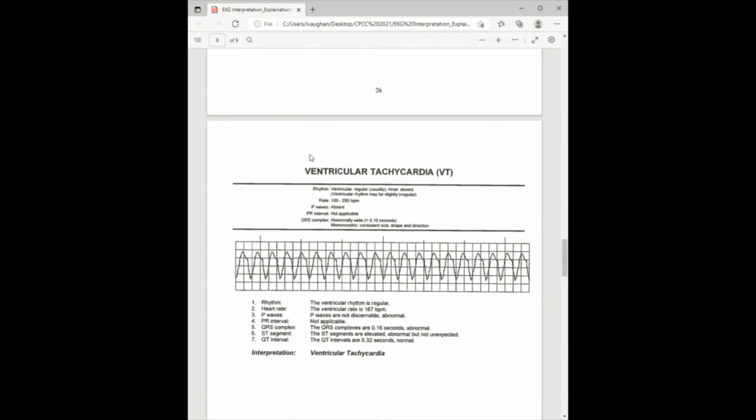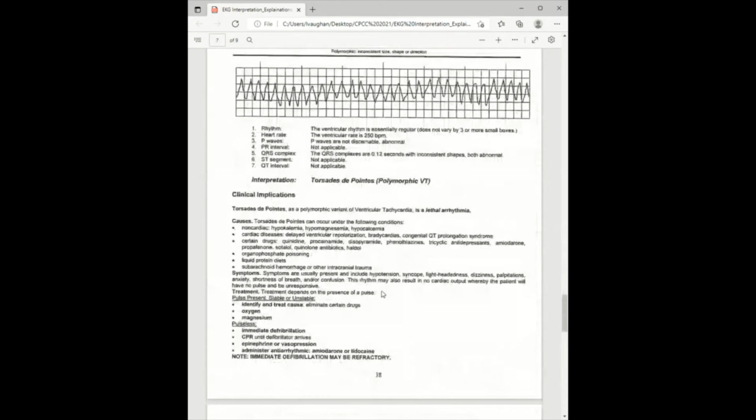So we have ventricular tachycardia. We have that tombstone pattern. This can be caused by low potassium, low magnesium. And this is defibrillation only if pulseless.